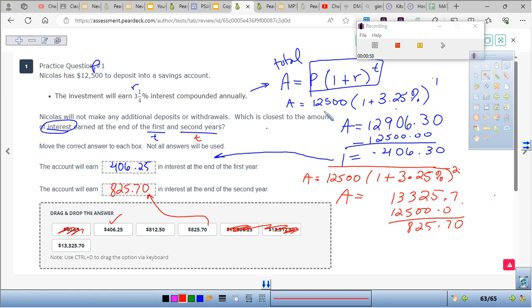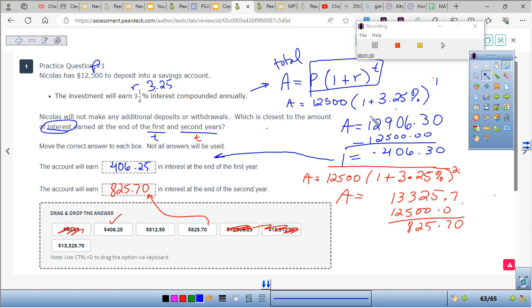I did the calculations already, so we're going to plug in the P, the R, and the T. P is going to be 12,500, and then we're going to go 1 plus the rate of 3 and 1/4. We're going to change it into 3.25, just a little easier to work with, percent raised to the 1 year.